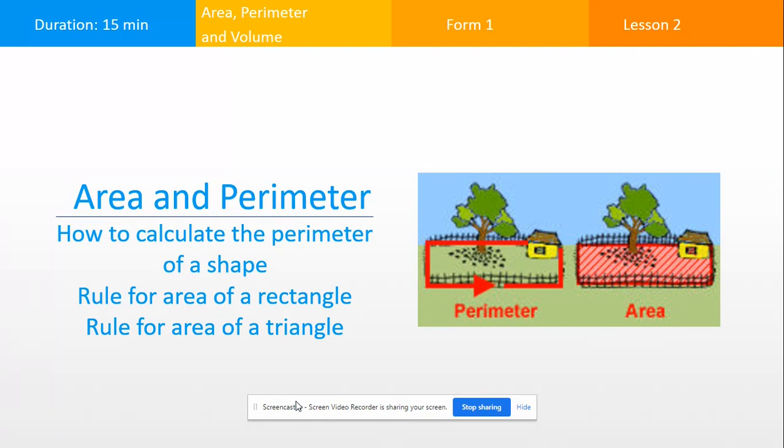Welcome to Lesson 2 on Area, Perimeter and Volume. In this lesson, we are going to look at area and perimeter. We will look at how to calculate the perimeter of a shape, the rule for the area of a rectangle, and the rule for the area of a triangle.